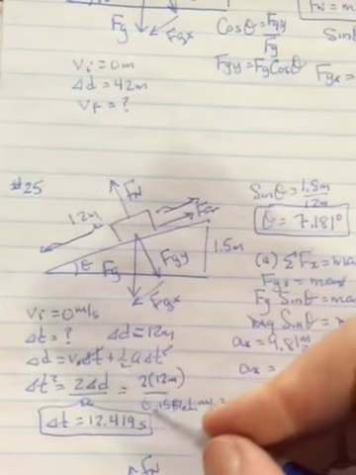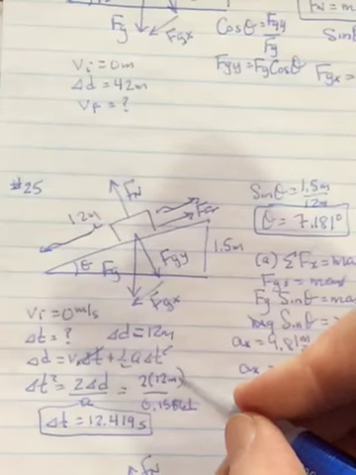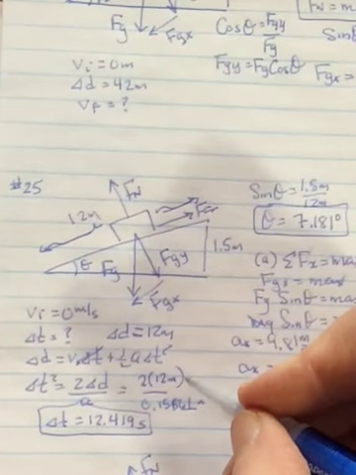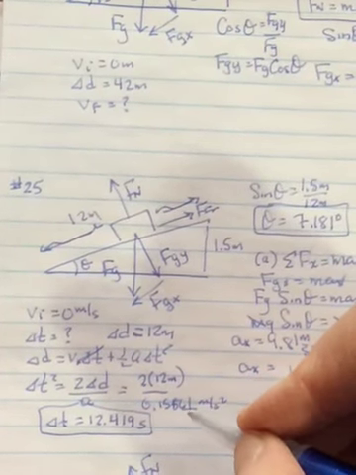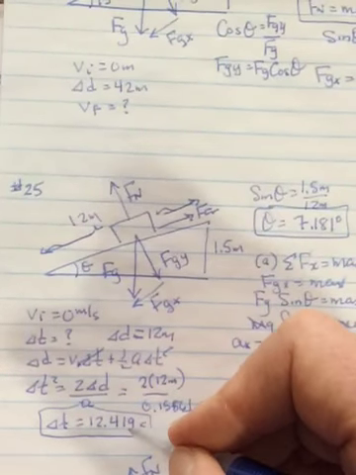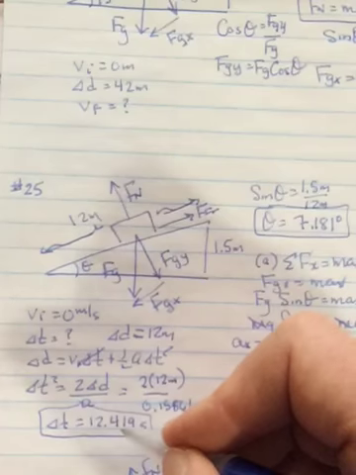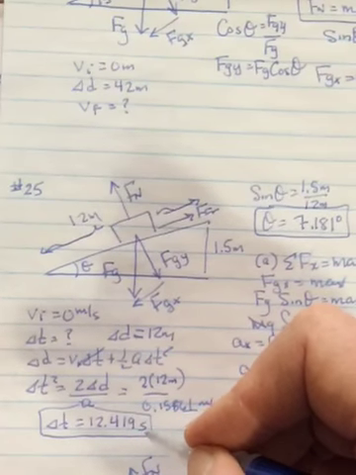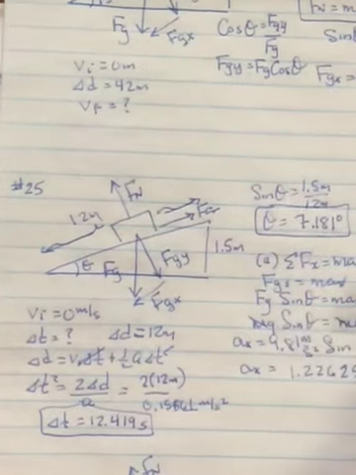So we ran out just as we were solving for delta t here. So fill in your delta d is 12 meters, your acceleration that you just found, do the math, take the square root, and you should get a time of 12.419 seconds. Okay, so that's number 25.